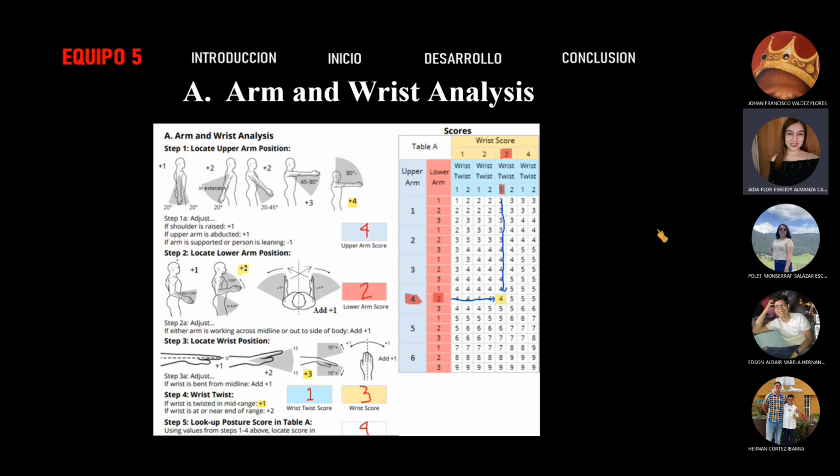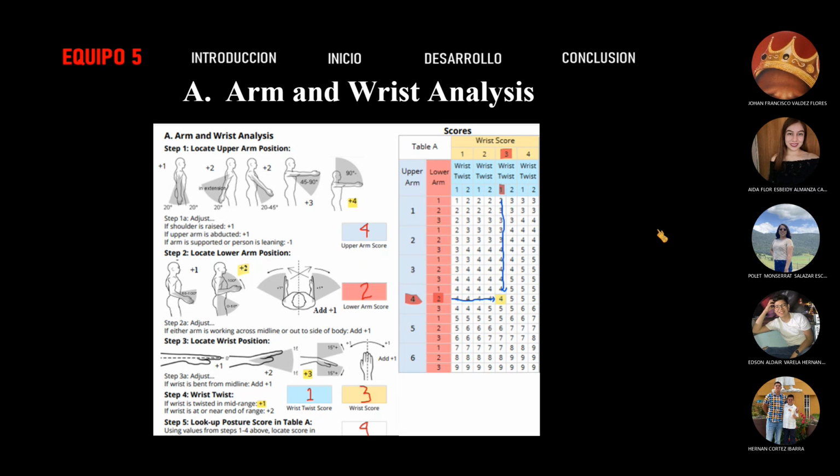First, in section A, arm and wrist analysis, I had to observe the movements of the man. In step number 1, I selected 4 points because his upper arm is more than 90 degrees. Then in the second step, locate lower arm position, I chose 2 points because his arm is over 100 degrees. Then in the third step, locate wrist position, I have to select 3 points. And then in step 4, wrist twist, his hand is twisted in mid-range, so plus 1 point.